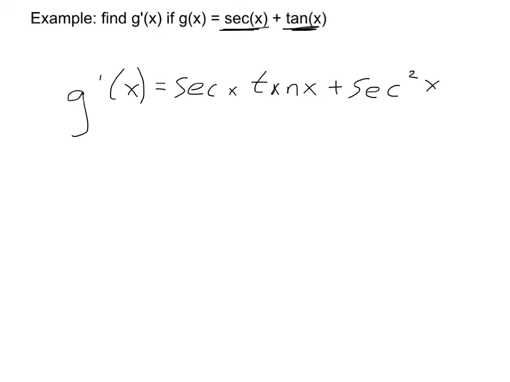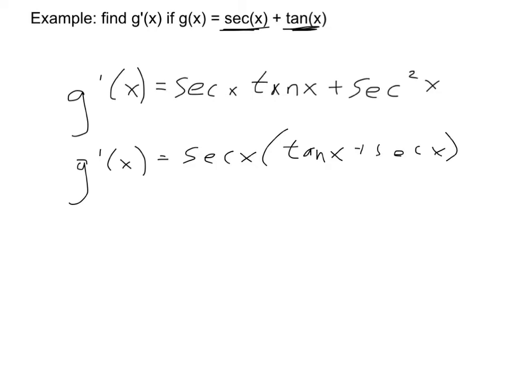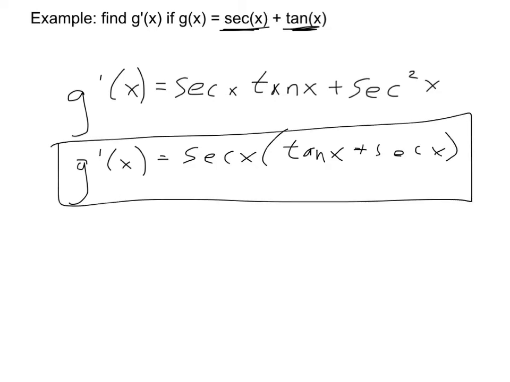And do remember that when we take these derivatives, I would like us to always be thinking about factoring, right? So in what way could this thing be factored? Well, these things both have a secant x term in them. If I were to factor out secant x, I would be left with tangent x plus secant x. And there we go. That answer looks good to me. That's the derivative.